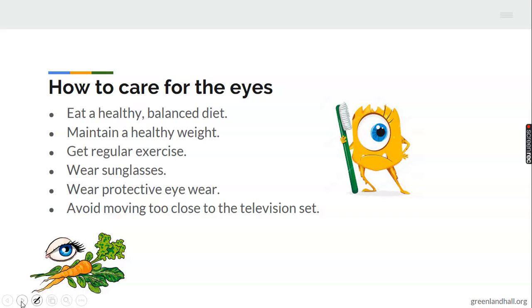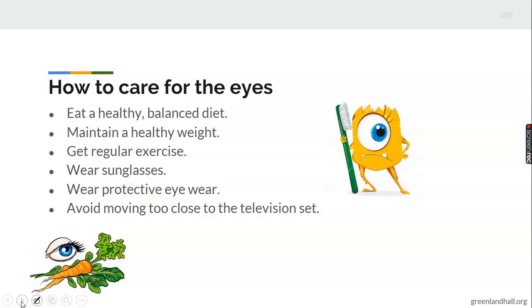So if you want to start caring for the eyes, the first thing we have to consider, eat right. Don't just eat, you have to eat right. Eat food that is nutritious in value. Eat fruit that helps build your immune system. Sometimes also it promotes our eyes.